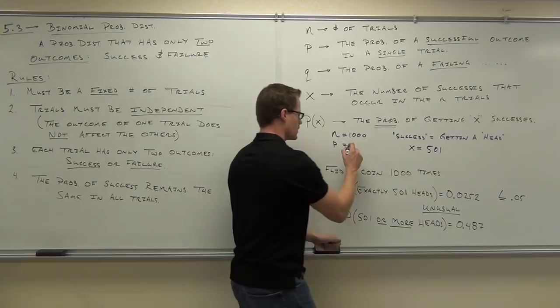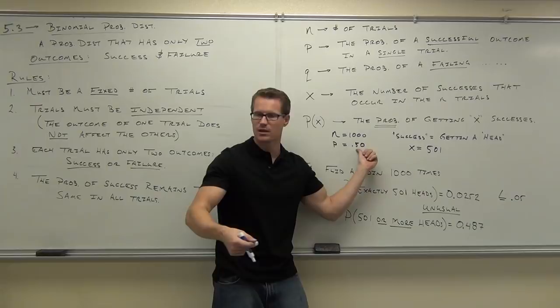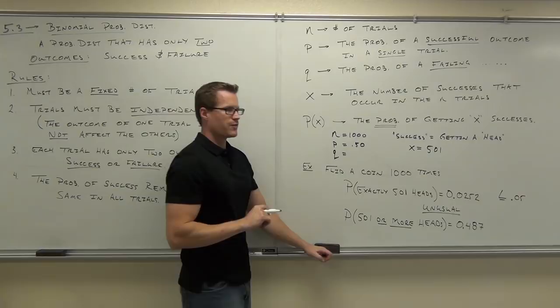Look at the board. Notice how you have to identify the success as a single, because this probability is based on one single outcome. Yeah, you have to do that. X is the number of successes you're looking for. If P is 0.50, how much is Q? 0.50. Yeah. Why?